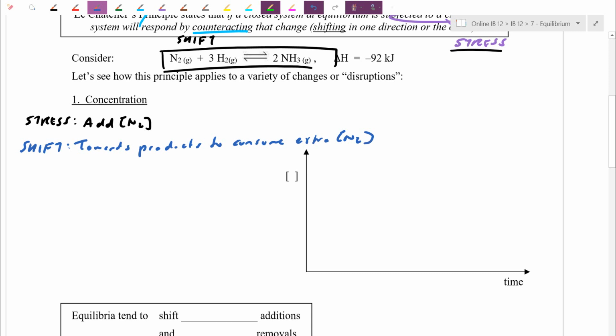How did I know it was towards products? One easy way of doing it here is we have the equilibrium system, right? It's written in this fashion. My stress was I increased N2. I pulled this concentration way up. Nature doesn't like that. Nature wants to get rid of some of this N2.